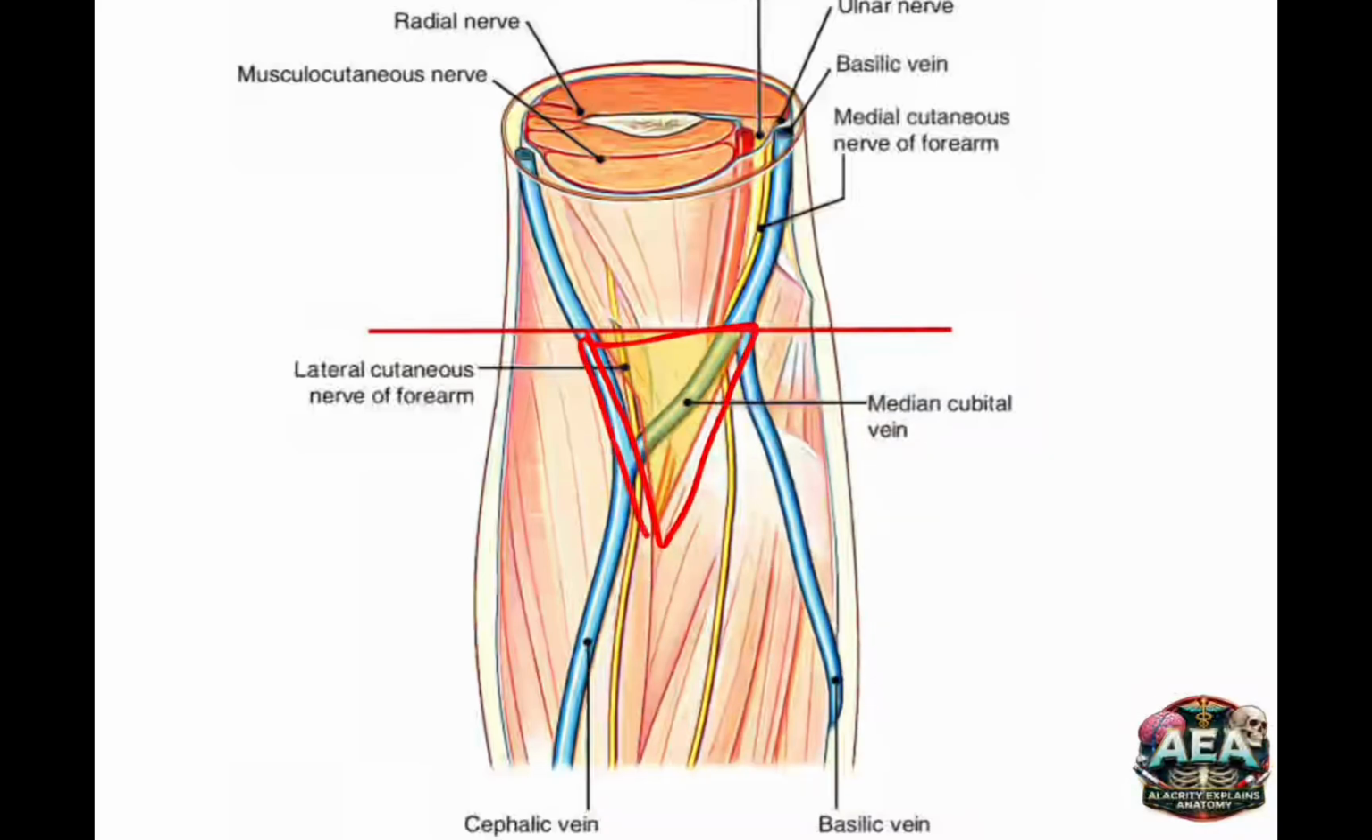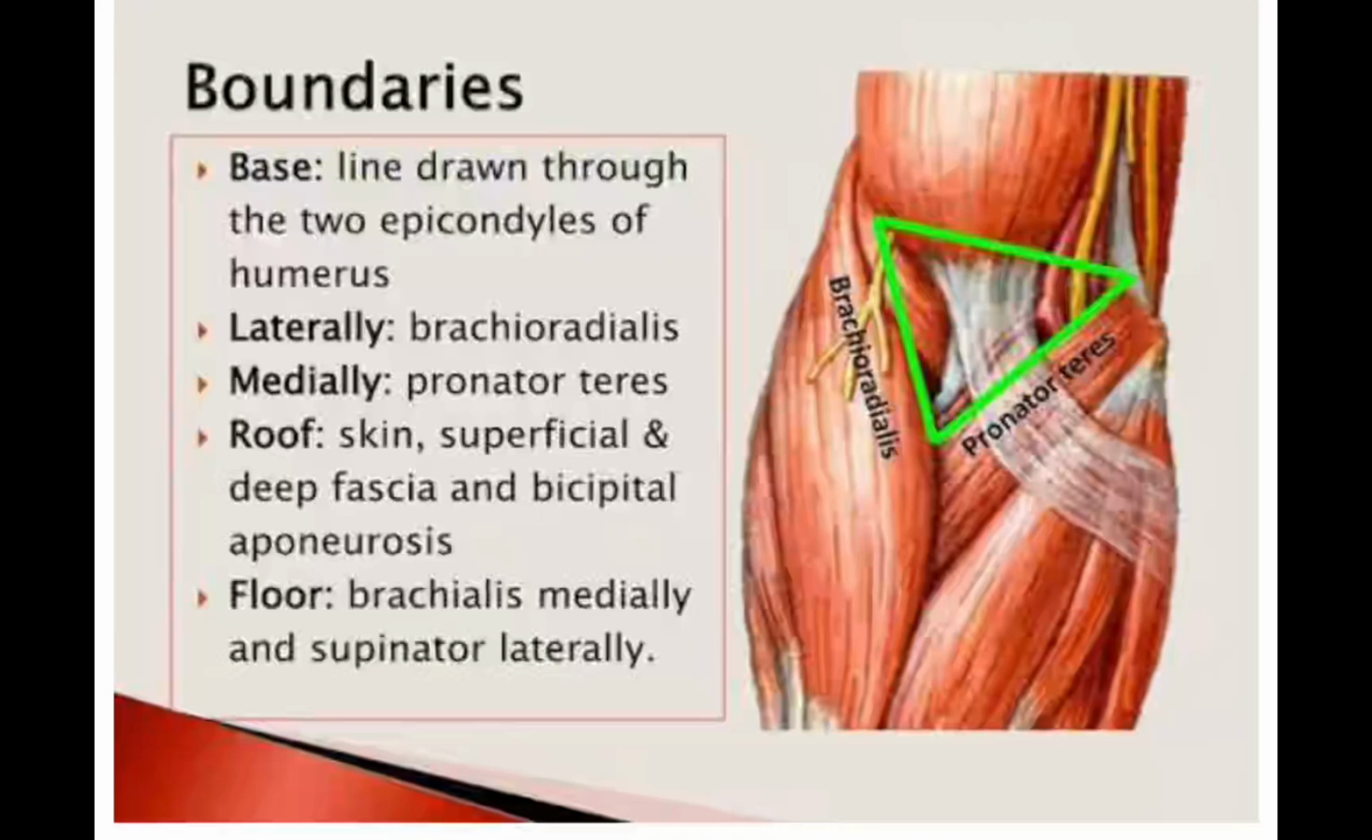So this is the cubital fossa. As you can see here, we have structures passing through this space from the arm into the forearm. So what are the boundaries of the cubital fossa? Take this to be your lateral side and take this to be your medial side.